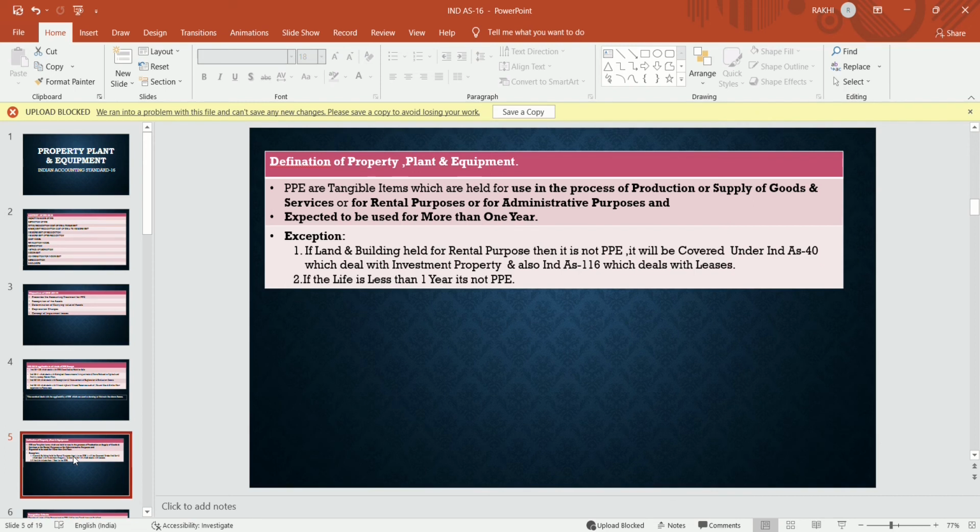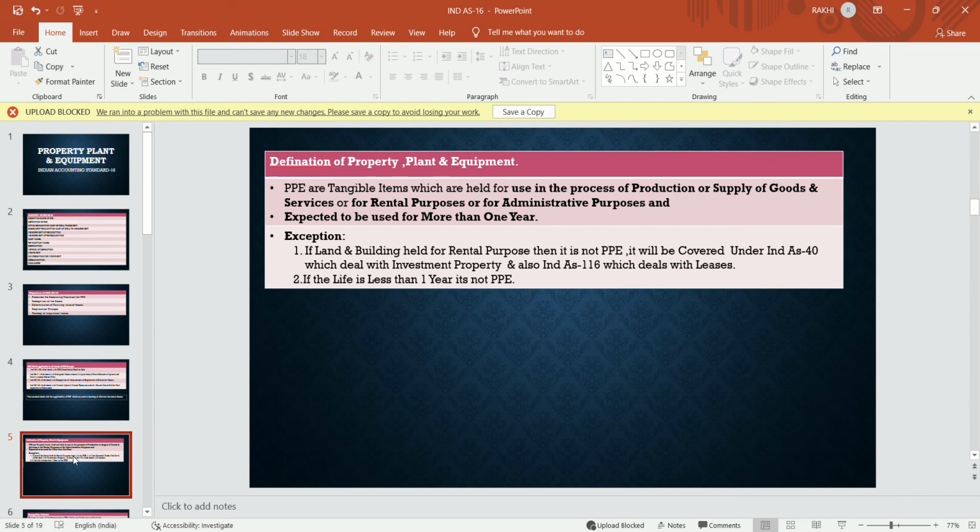Ind AS 40 deals with investment property, which generally deals with the renting of land and building, how to recognize the land and building for renting purposes. And also there is another standard, Ind AS 116, which deals with leases. If the land is taken on lease, if the building is taken on lease, how the company treats the accounting treatment of leases under Ind AS 116, and the accounting treatment of investment properties under Ind AS 40, which deals with land and building which is used for renting purposes.